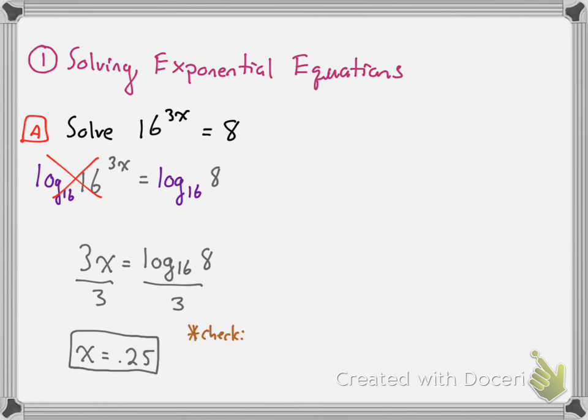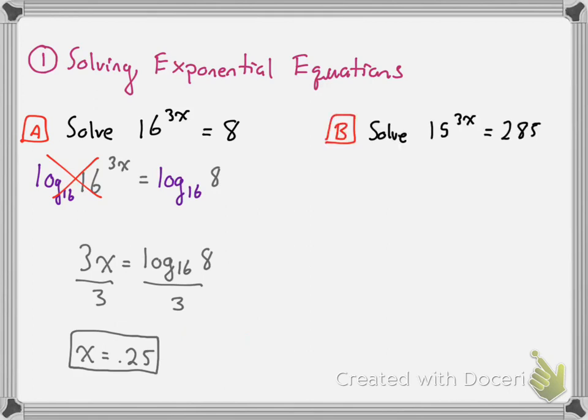What's also going to be important in this section is to double check your answers. Since we're working with logarithms, which are kind of new properties, it's nice to be able to double check and see that what you did was correct. So I'm going to double check here. I'm going to plug 0.25 in for x. 16 to the 3 times 0.25 power does in fact equal 8, so I know I'm good to go there.